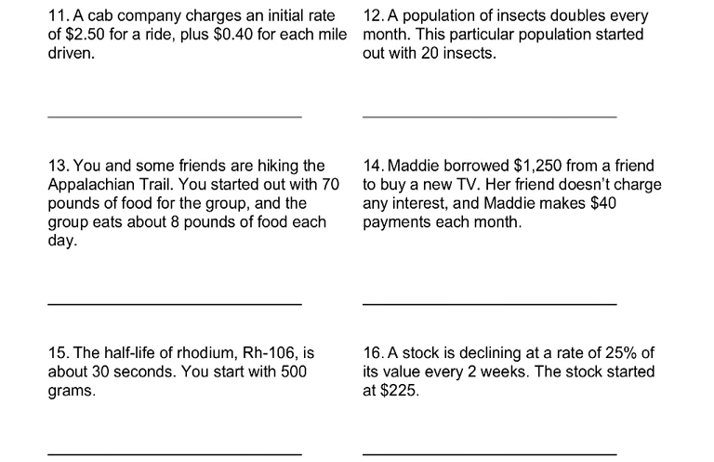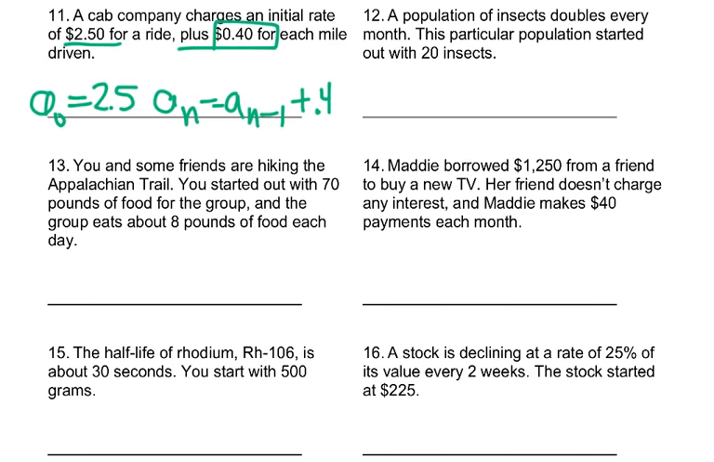So a cab company charges an initial rate of $2.50 for a ride plus 40 cents for each mile driven. So we start by paying the $2.50, right? That's our a sub 0. It's $2.50 or just 2.5 plus 40 cents for each mile. So every time we drive the next mile, right, we take that previous amount and we're going to add that 40 cents to it. Because for each amount of miles, we're adding another 40 cents. Okay?